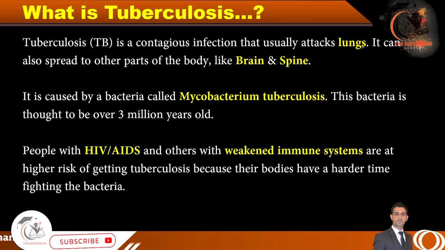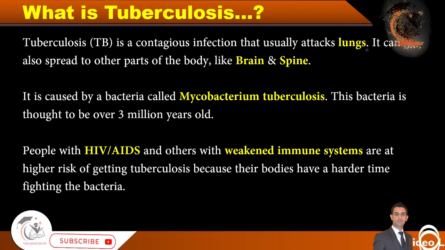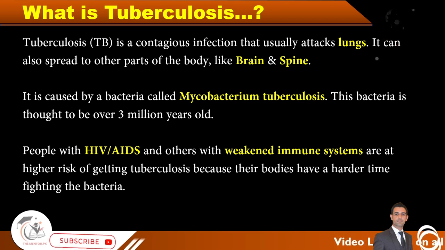People with HIV and AIDS and others with a weakened immune system are at higher risk of getting tuberculosis because their bodies have a harder time fighting the bacteria.